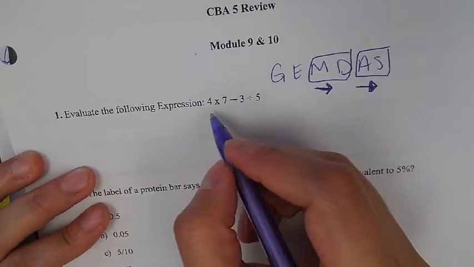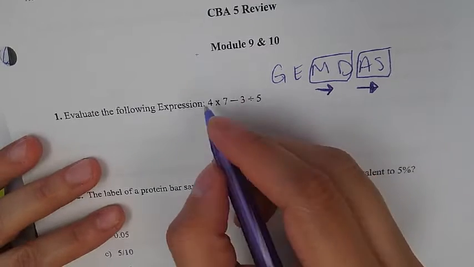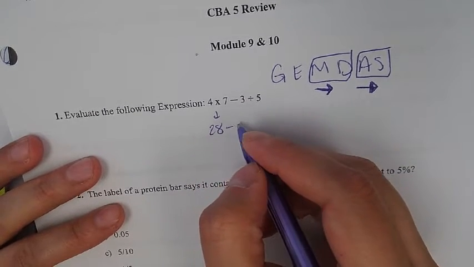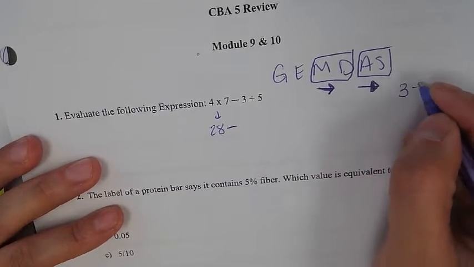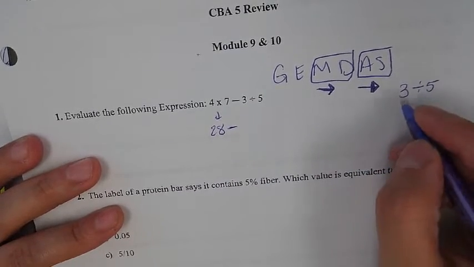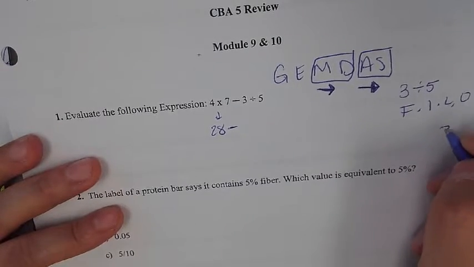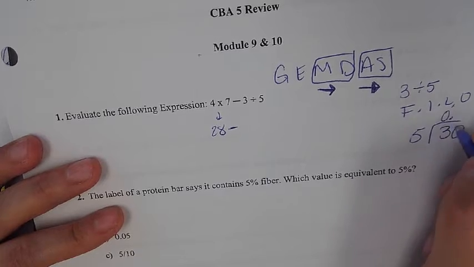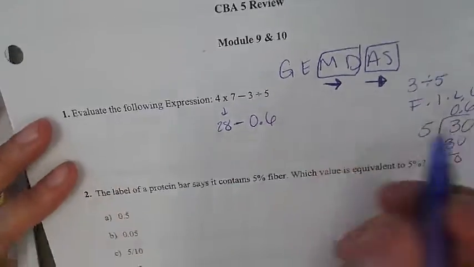Okay, so here I have multiplication, subtraction, and division. So multiplication, 4 times 7, 28, minus 3 divided by 5. 3 divided by 5, if you do first in, last out, we have 5 goes into 3, 0 times, 5 goes into 30, 6 times. So therefore we have 0.6.